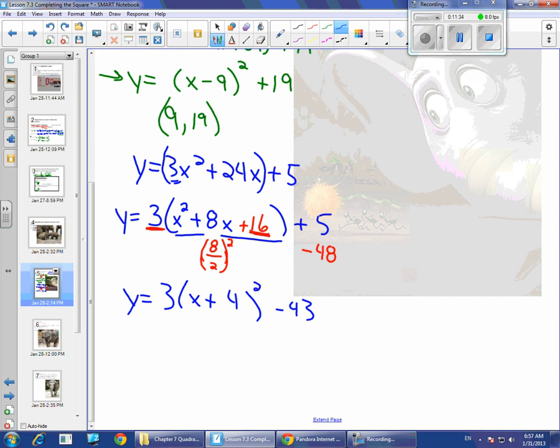Okay, so now I know my vertex is at negative 4 comma negative 43. Like that.